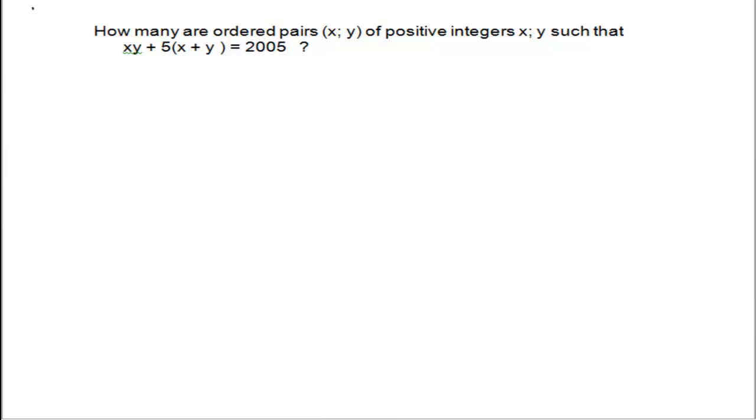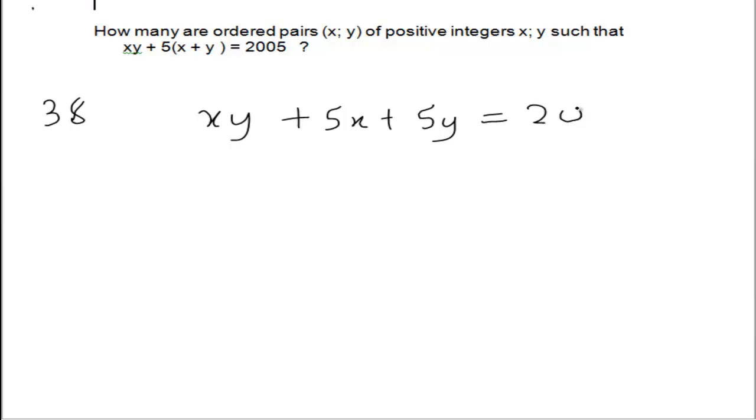This is problem number 38, which is on page 107. How many ordered pairs xy of positive integers x and y are there such that xy plus 5x plus 5y is equal to 2005? We want to know how many positive integers.